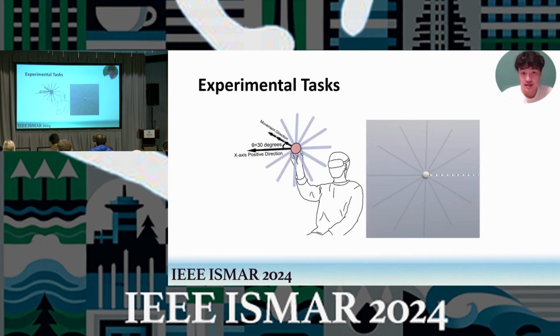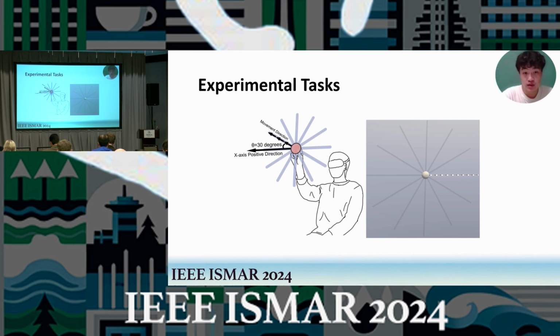Therefore, the first user study was conducted to collect the users' steering behavior data to understand their behavior patterns on different path configurations and directions. Specifically, in this experiment, participants were asked to complete a bare-hand steering task in virtual reality. They sat in a fixed position and used their hand to move a virtual ball along a straight path in different directions.